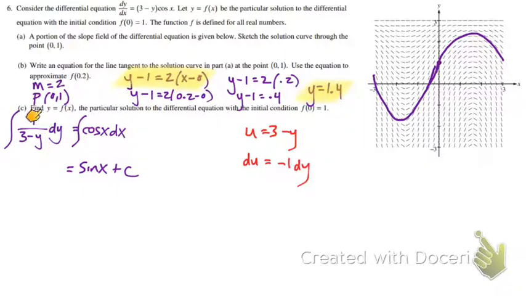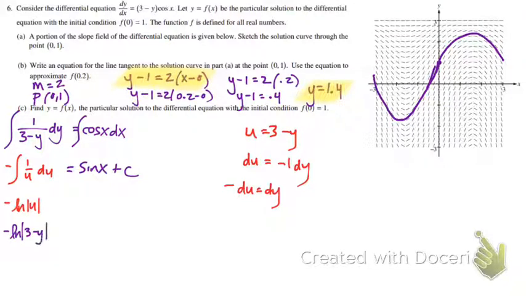And I don't want that negative anywhere over here, so I'm going to get rid of it by moving it to the other side. So negative du equals dy. If I actually do that substitution, that would be the integral of 1 over u du, which is negative ln of the absolute value of u. And if I replace u back with what it equals, that would be negative ln of the absolute value of 3 minus y equals sine of x plus c.